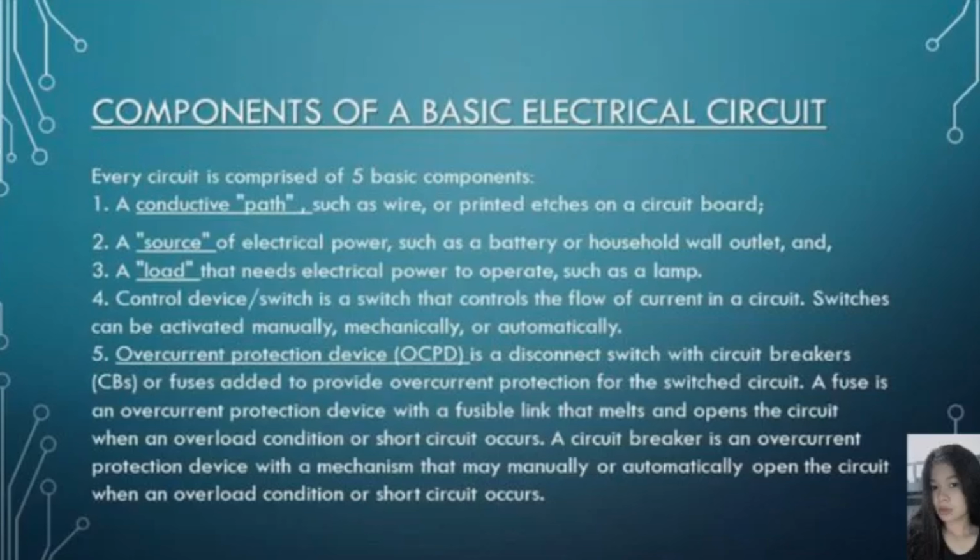Number 5. Overcurrent protection device or OCPD is a disconnect switch with circuit breakers or fuses added to provide overcurrent protection for the switch circuit. A fuse is an overcurrent protection device with a fusible link that melts and opens the circuit when an overload condition or short circuit occurs. A circuit breaker is an overcurrent protection device with a mechanism that may manually or automatically open the circuit when an overload condition or short circuit occurs.